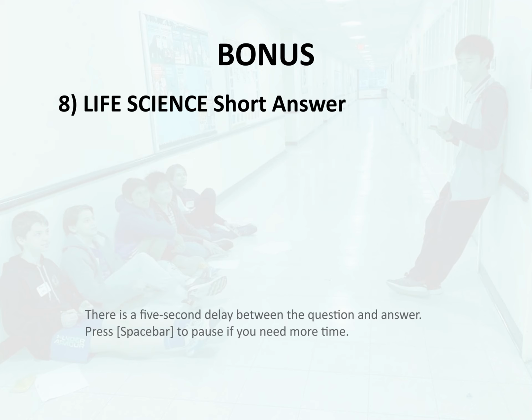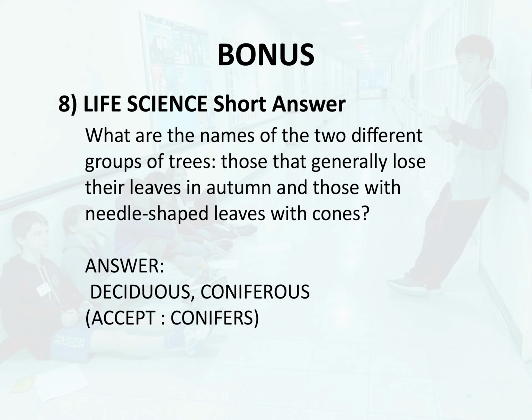Bonus 8. Life science. Short answer. What are the names of the two different groups of trees, those that generally lose their leaves in autumn and those with needle-shaped leaves with cones? Answer: deciduous, coniferous.